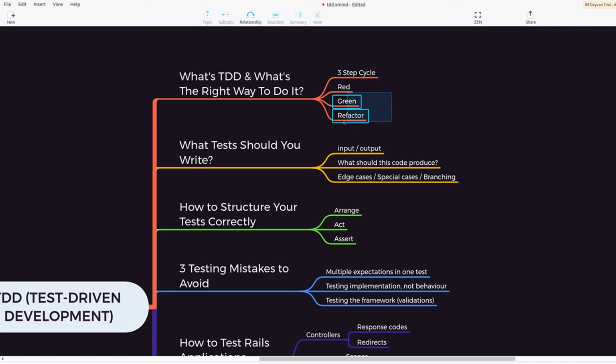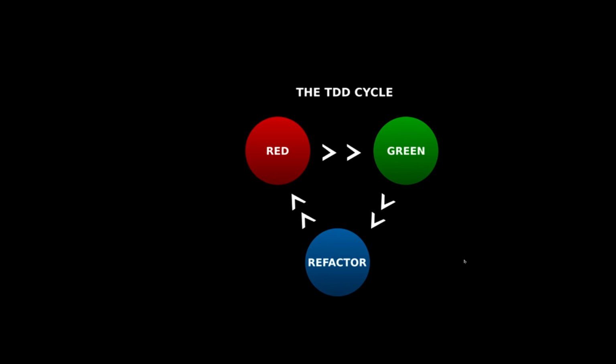To visualize this cycle, I made a picture right here. This explains exactly how this works on a conceptual level. We always start at red, and what that means is that we write a failing test. Yes, a failing test, and we will see exactly why later. Next step is to go to green. Going from red to green means that you take the failing test and you make it pass. So you write the implementation code, the code that makes the failing test pass.